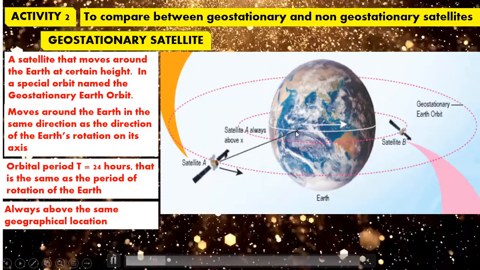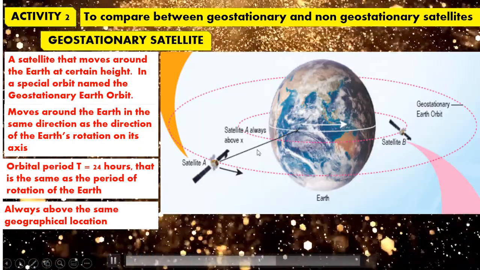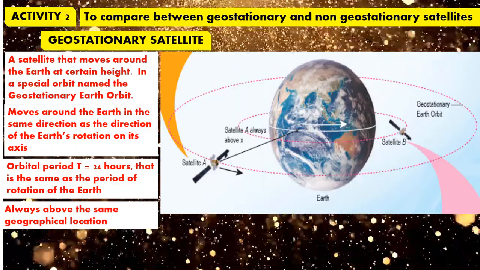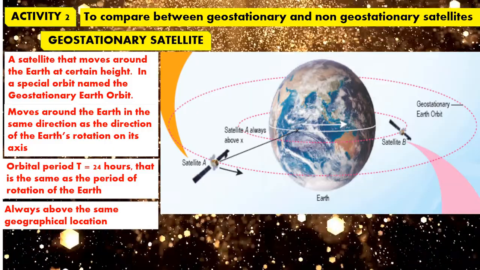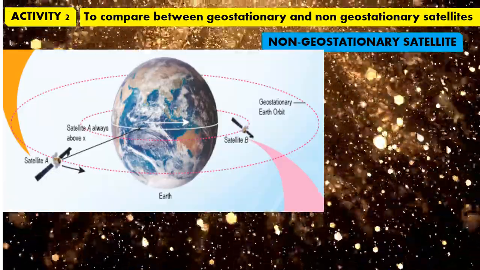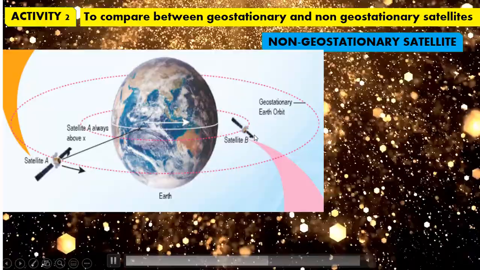So let's say this is the location on the Earth. Make sure that the satellite always follows the rotation, the location on the Earth. So that is the characteristic of the geostationary satellite. Now we move on to the non-geostationary satellite. So let's say this is satellite B.